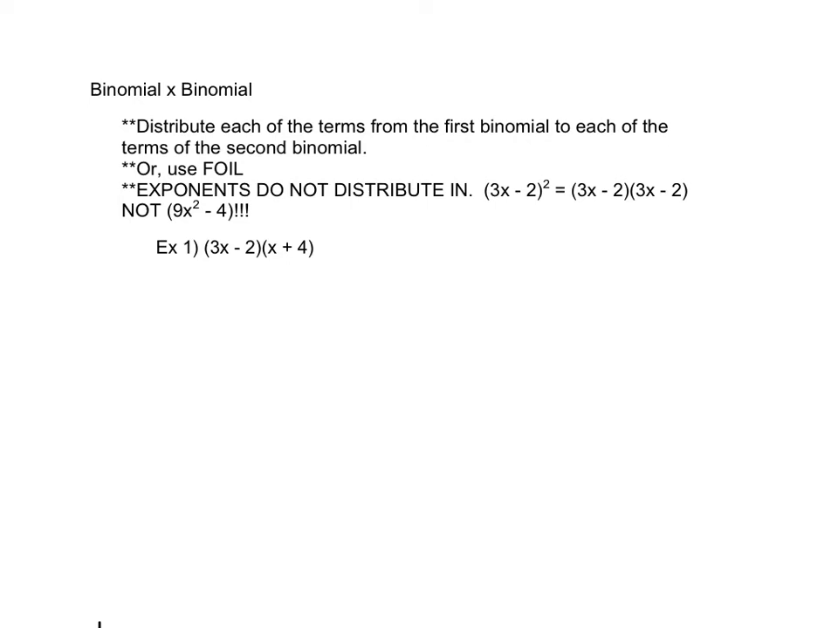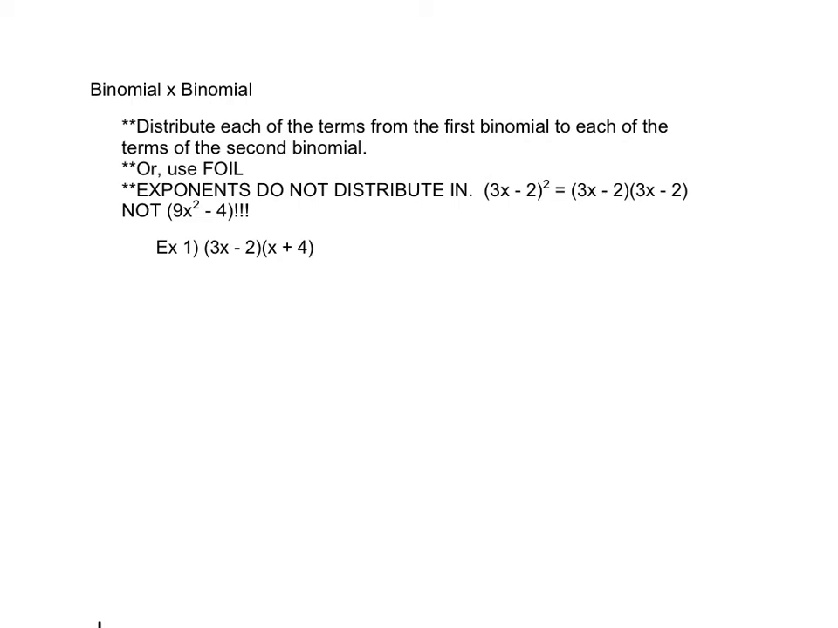Now we're going to look at multiplying when we have a binomial times a binomial. What we're going to do is take all the terms from the first binomial and distribute them into the second. We can use an acronym to help us remember. It's called FOIL. So basically what it means is first times first, outside times outside, inside times inside, and last times last.